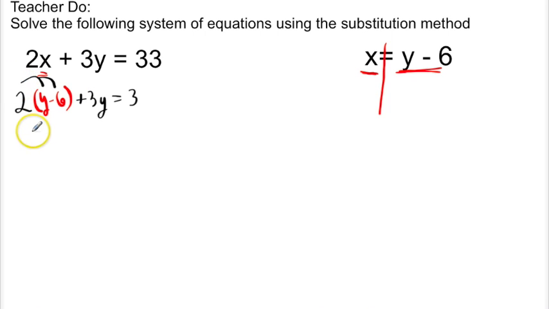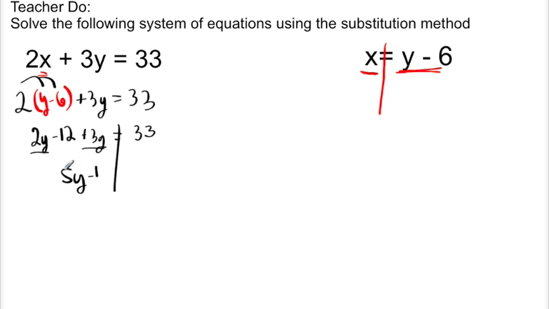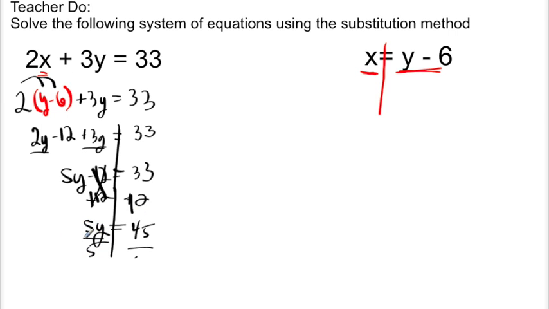I'll distribute: 2y minus 12 plus 3y equals 33. Don't want to forget that. Combine my like terms. 2y and 3y make 5y minus 12 equals 33. And then I'll get y by itself, plus 12, plus 12. These cancel. 5y equals 33 plus 12, sorry, plus 12. That's 45, divide by 5, divide by 5.